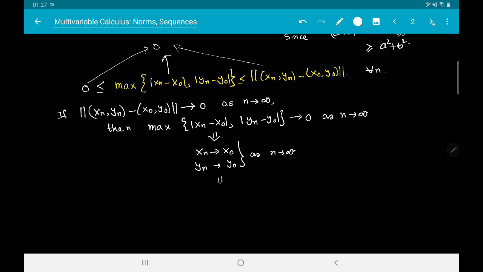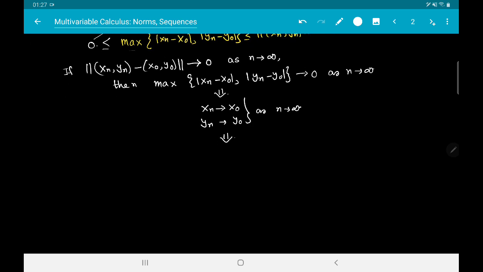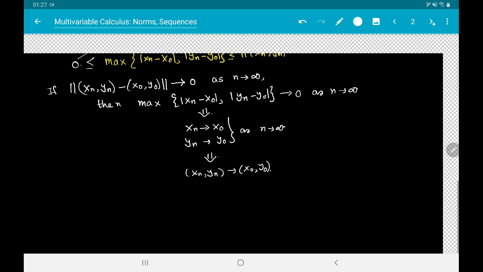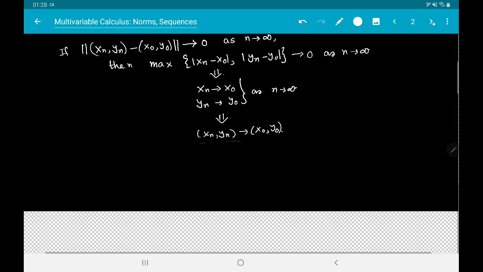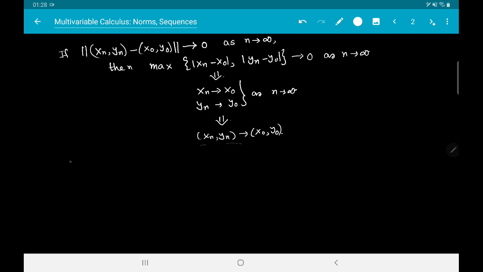And what does this information imply? This information implies that our sequence (xn, yn) converges to (x0, y0). So what we have just proved is that if the real sequence ||(xn, yn) − (x0, y0)|| converges to 0, then (xn, yn) converges to (x0, y0). Now, can we prove the converse?